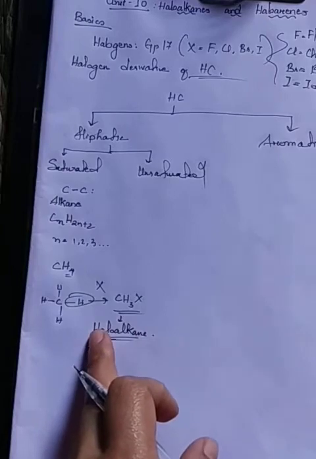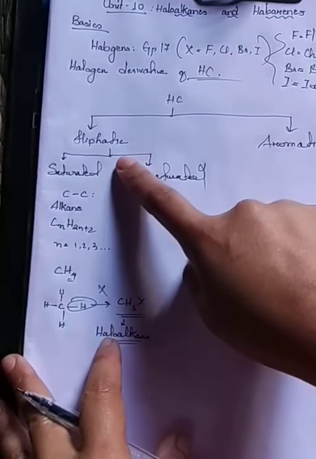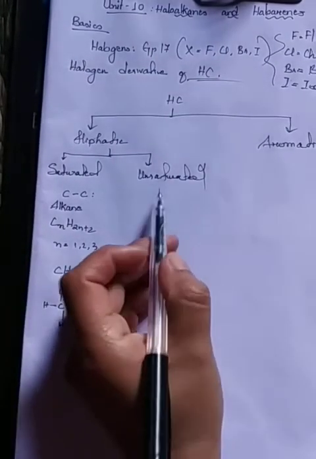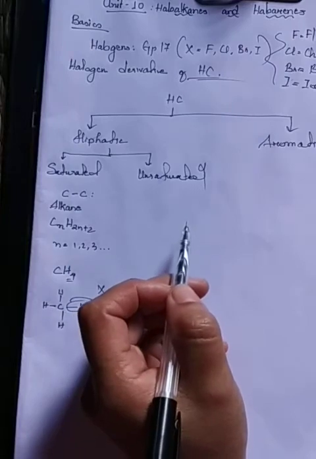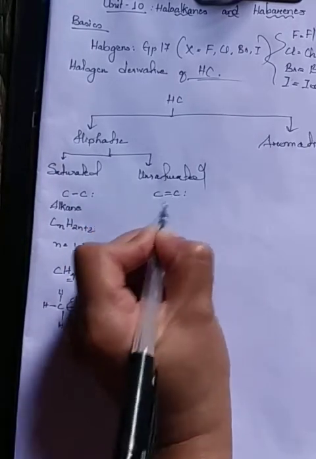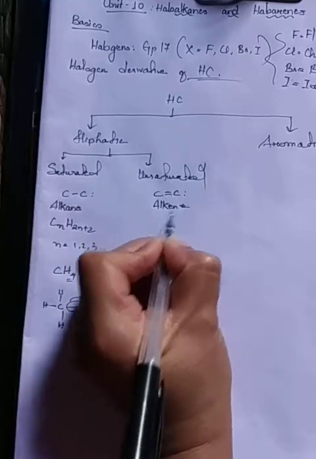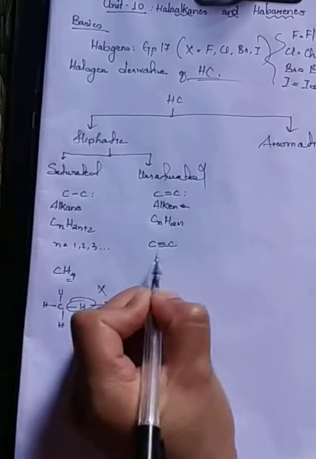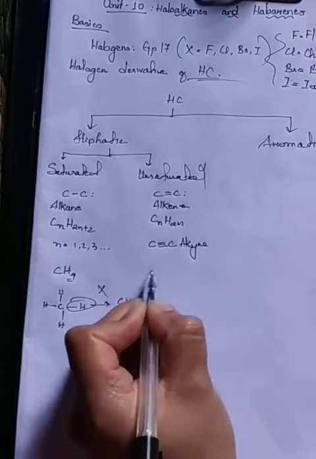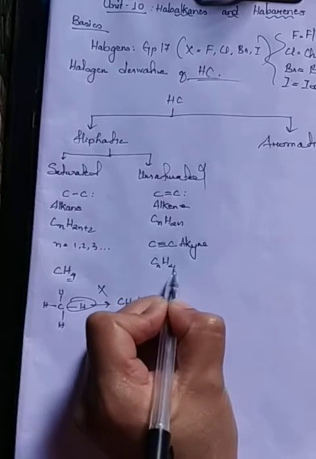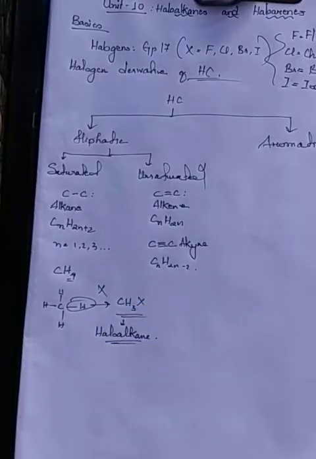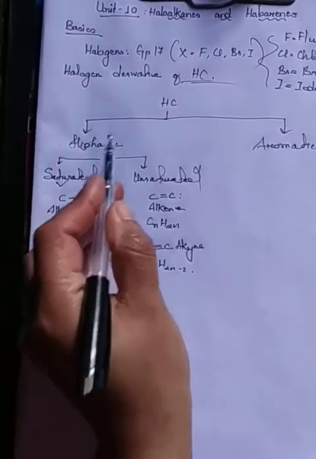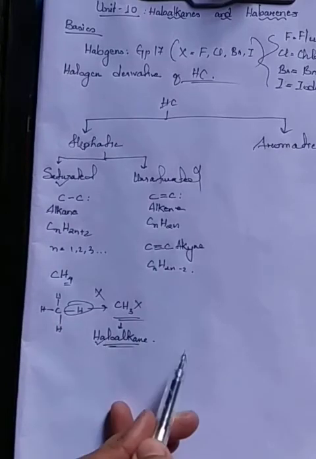Our main focus in this unit will be on the saturated aliphatic hydrocarbons, from where we will be getting our haloalkanes. Furthermore, unsaturated hydrocarbons have a carbon-to-carbon double bond. They are known as alkene, having the general formula CnH2n. Then we have carbon-to-carbon triple bond, known as alkyne, having the general formula CnH2n-2. But in this unit, for our haloalkanes and haloarenes, we'll be focused only on the saturated aliphatic hydrocarbons, where we will be getting our haloalkanes.